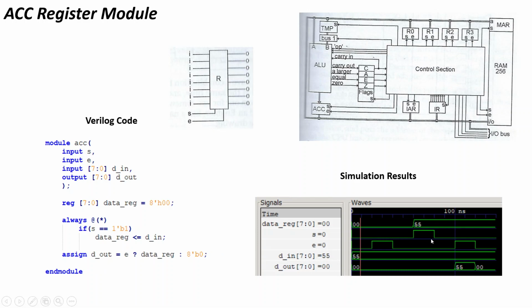And you can see that when set comes in over here, the value that is at the data in gets set into the data reg, and when enable goes high, that value is outputted.